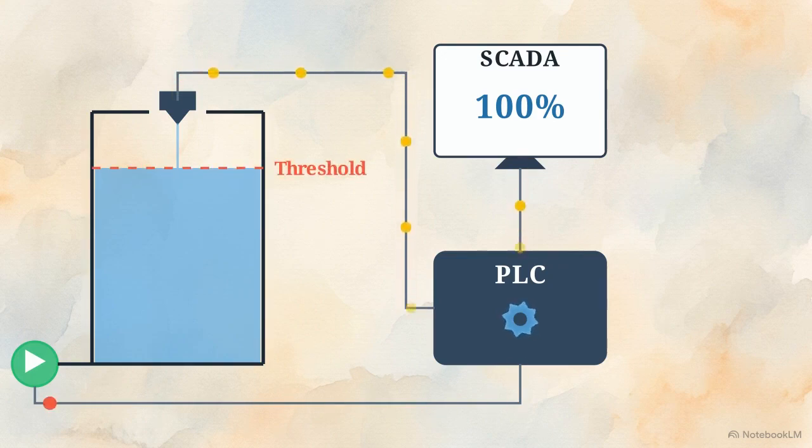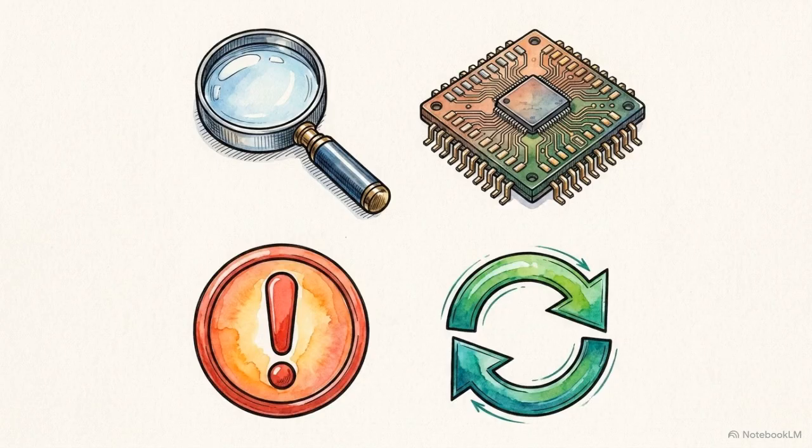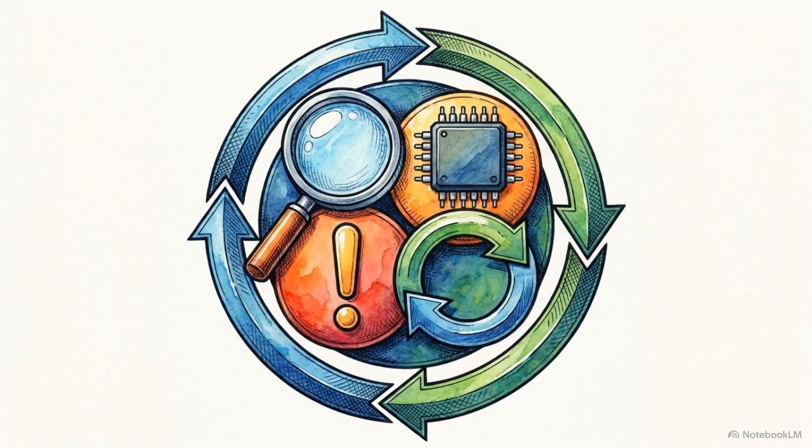Step 4. When the water hits our designated full threshold, the PLC executes its logic and sends a physical command back down the wire to automatically shut down the water pump. Read the data, process the rules, command the hardware, and update the screen. This continuous loop is the core mechanism behind every automated industrial process.